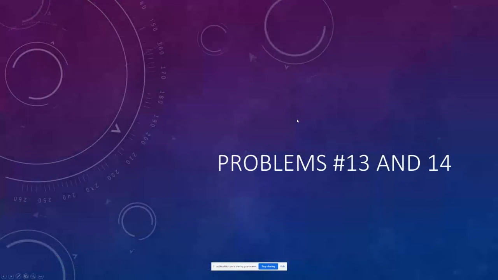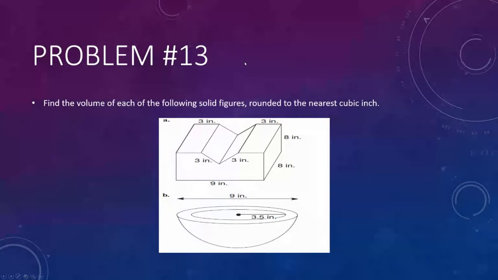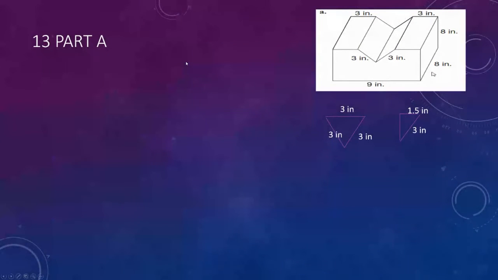So again, we're going to be looking at problems number 13 and 14 from the textbook. We're going to start with problem number 13. It says find the volume of each of the following solid figures rounded to the nearest cubic inch. We're going to start with part A, which is this shape right here.